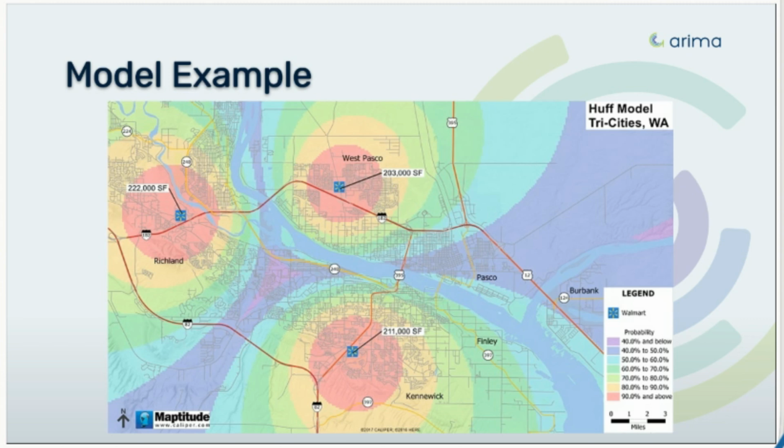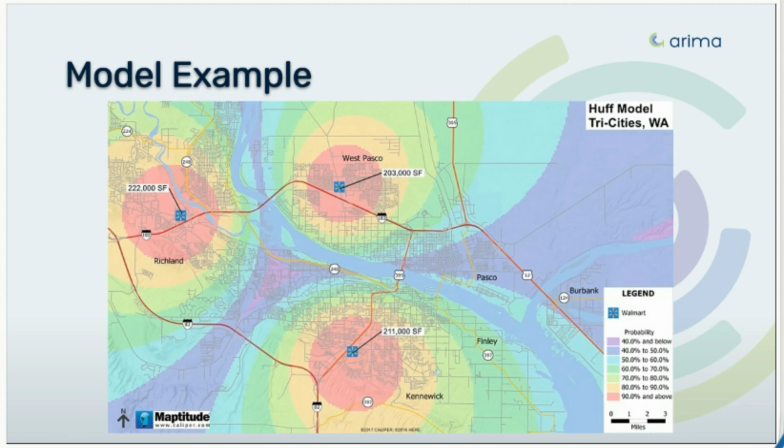Let's take a look at what this looks like when you plot it out on the map. So here you can see we've got 3 Walmart locations. This is somewhere in Washington, in the States. You've got 3 Walmart locations, and then based on that, you see a contour plot of circles. So within this first location, for example, on the top right, you see a little red circle. Everybody within that is highly likely to visit that location. So that's 90% or higher.